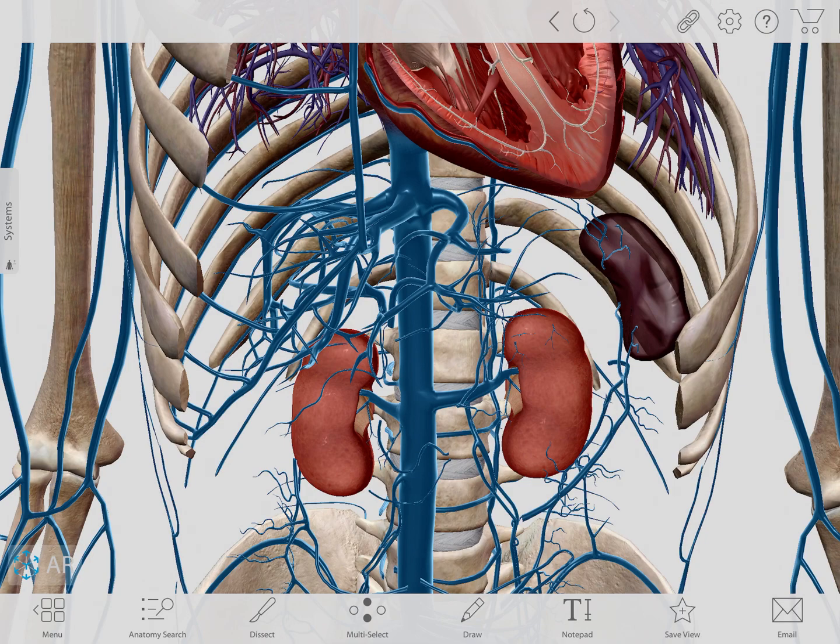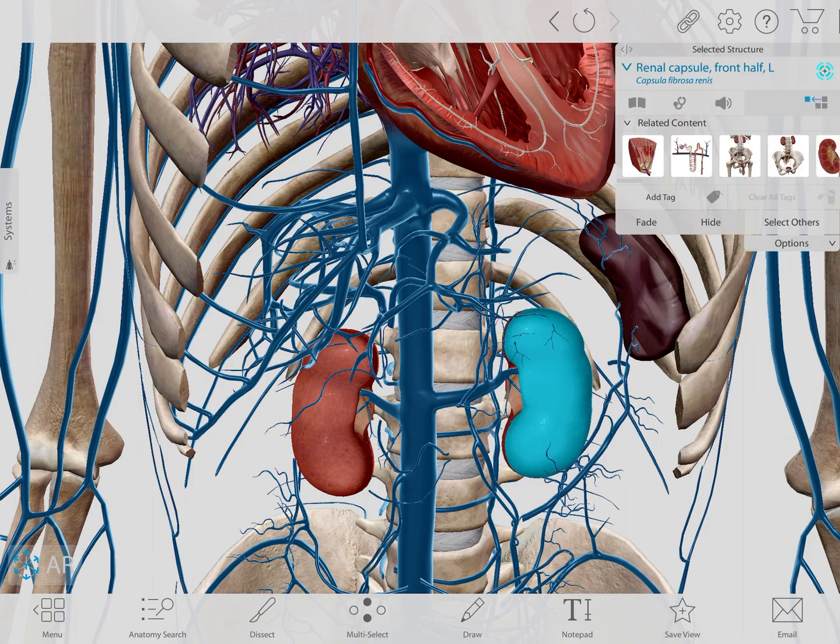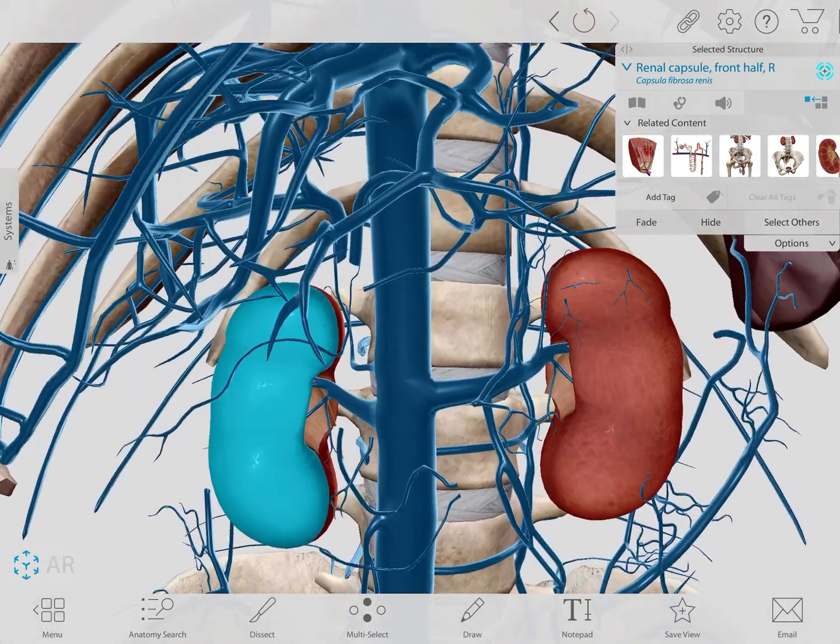Okay, this is going to be our blood trace and our walkthrough from the kidney to the spleen. So what we're going to start off with is our kidney. You can start at either the left or the right. We'll start here on the left.